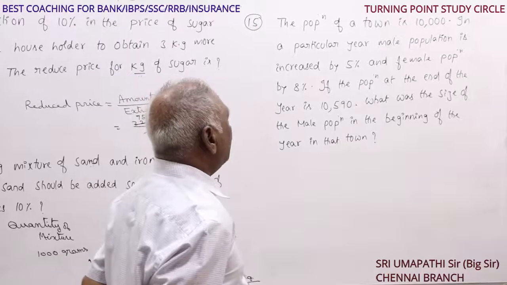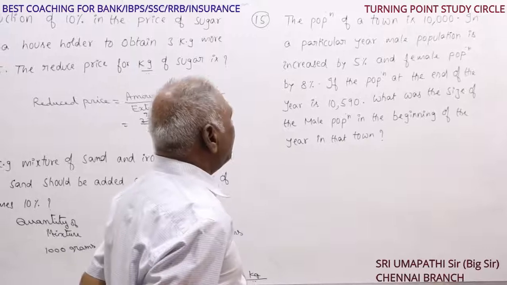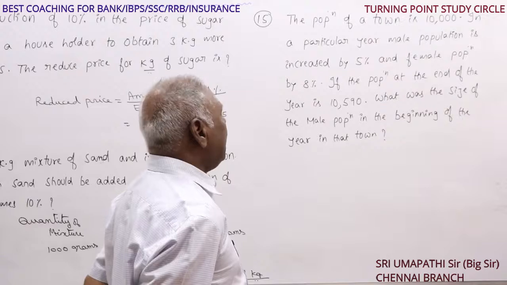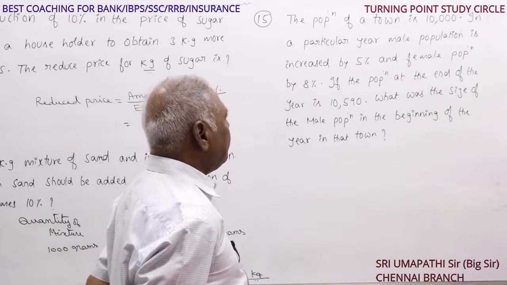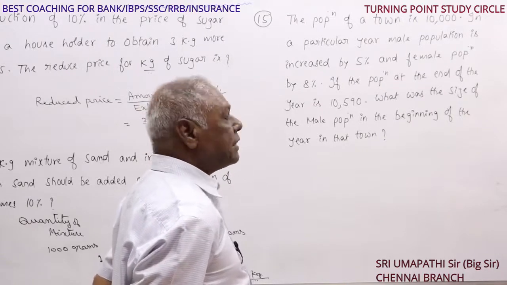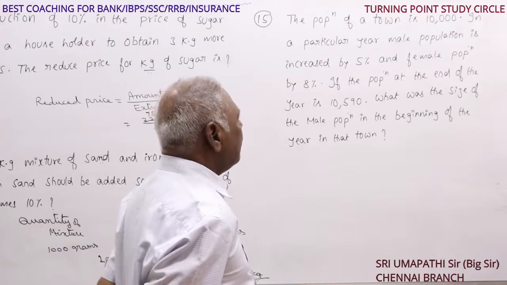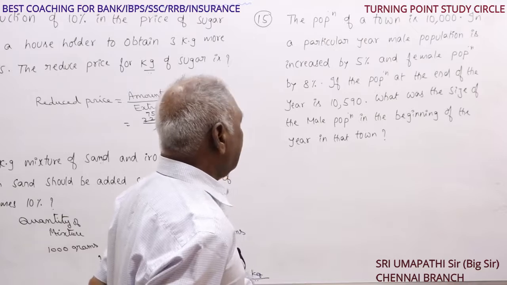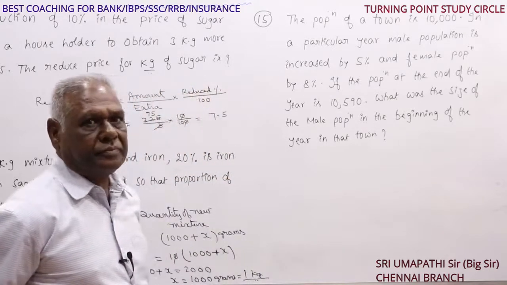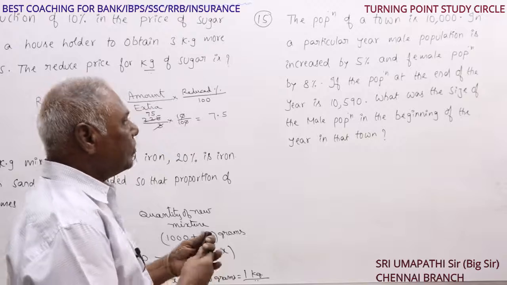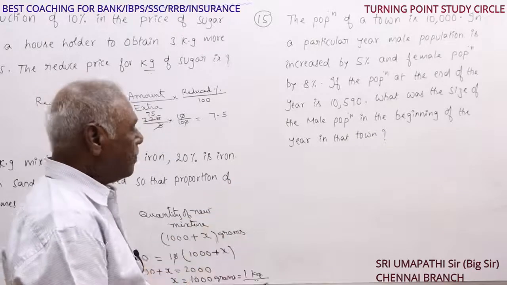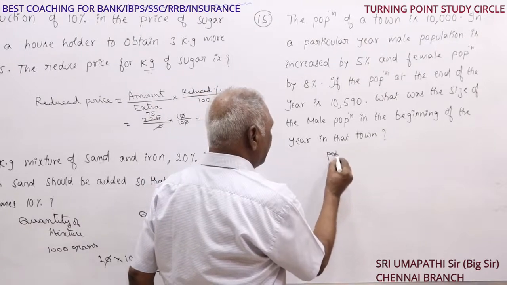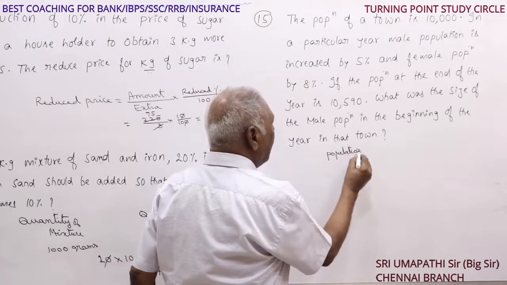So the population of a town is 10,000. In a particular year, male population is increased by 5% and female population is increased by 8%. If the population at the end of the year is 10,590, what was the strength of the male population in the beginning of the year in the town? Now here, population of the town is given to be 10,000.